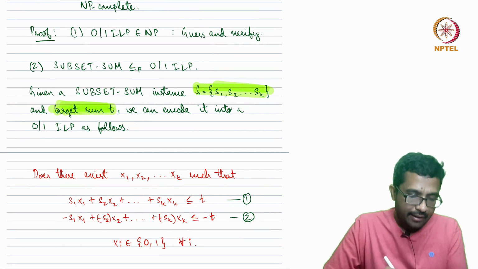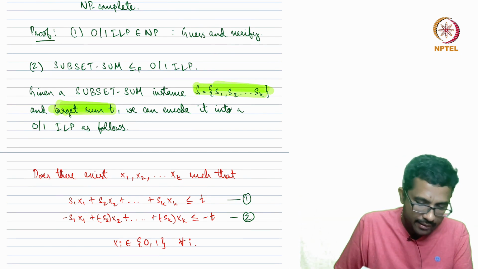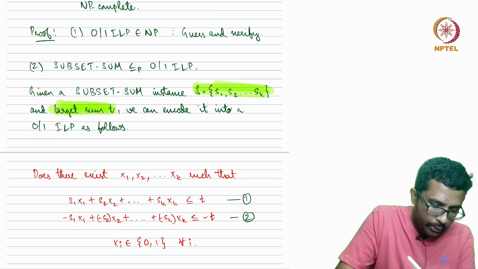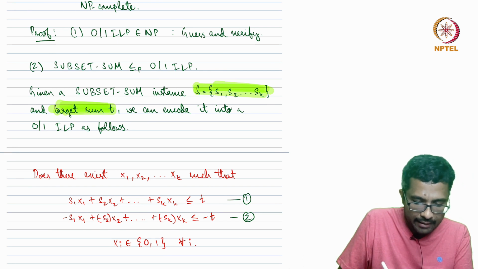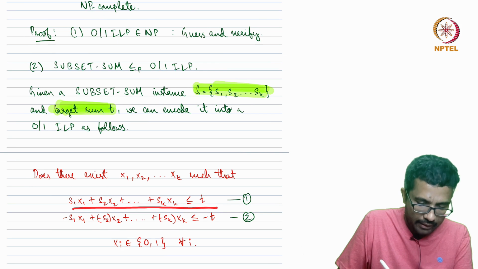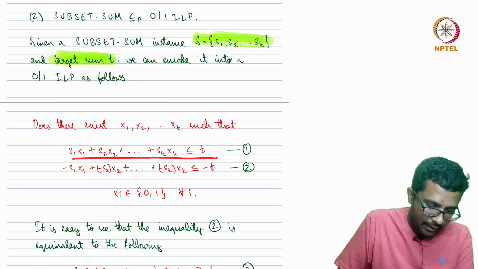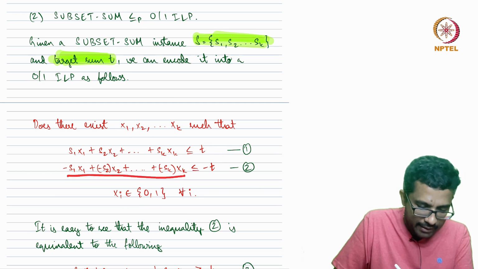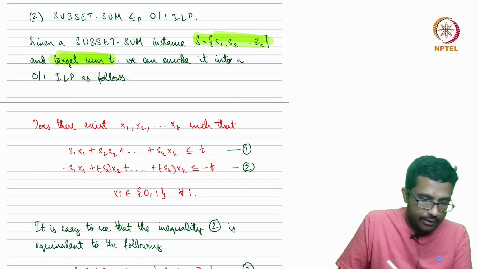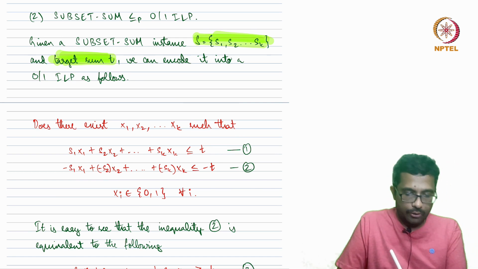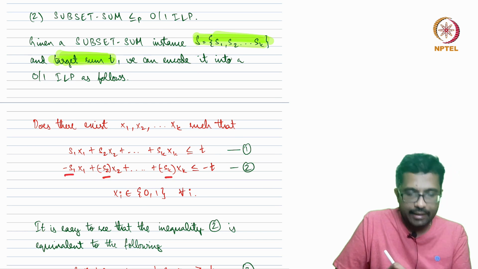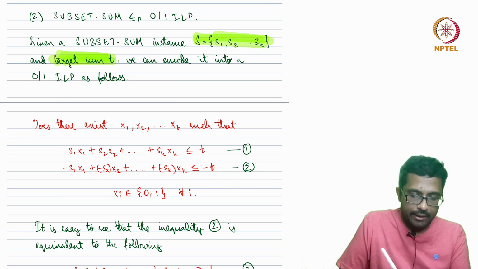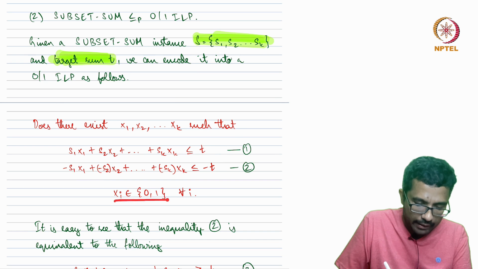So, do there exist x1 to xk such that, I'm just writing down the ILP, s1 x1 plus s2 x2 etc. plus sk xk is at most t, that is 1, right? So b1 is t, and then the second inequality is the negation of this, where the LHS is negated: minus s1 x1 minus s2 x2 and so on until minus sk xk. So the coefficients are minus s1, minus s2, up to minus sk, less than or equal to minus t. So instead of b2 it is minus t, right? And then we want all the xi to be from 0-1.